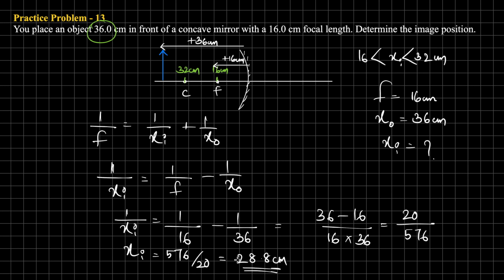We got a positive answer. That means the image has to be on the left hand side, to the left of the pole. 28.8 centimeter. This is 16 centimeter. This is 32 centimeter. So the image should be somewhere close to C. That's 28.8 centimeter. Image should be real and inverted.